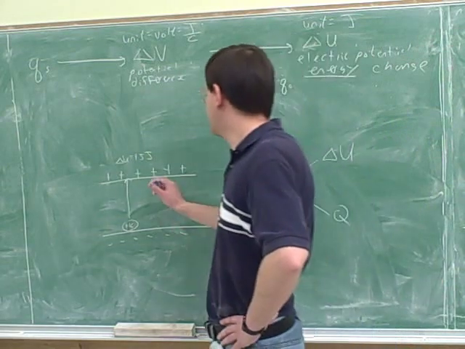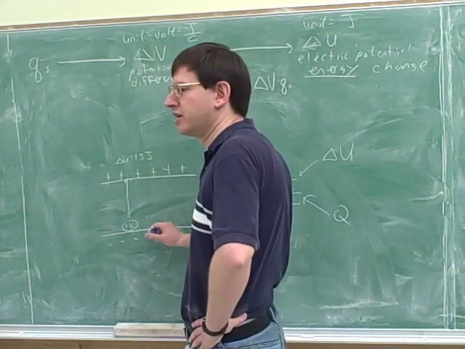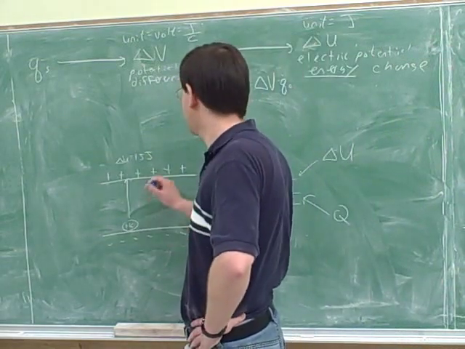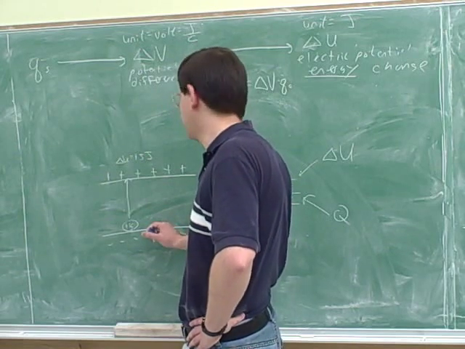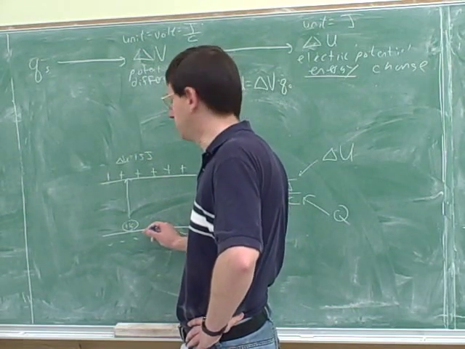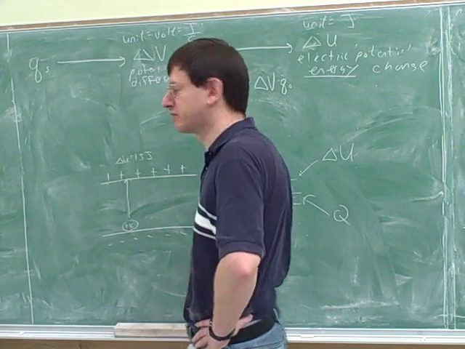Or how about if I let the 1 coulomb charge fall from here to here? Well, then it would lose 5 joules of potential energy, which would go into 5 joules of kinetic energy, which we could, as usual, use to figure out how fast it would be going.